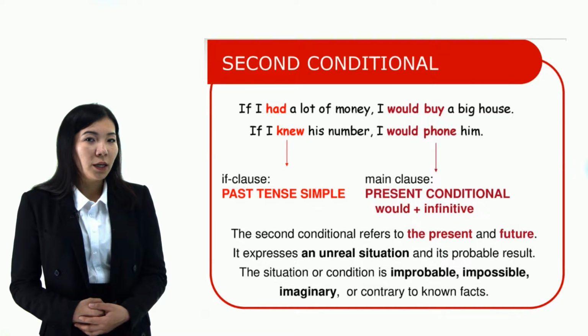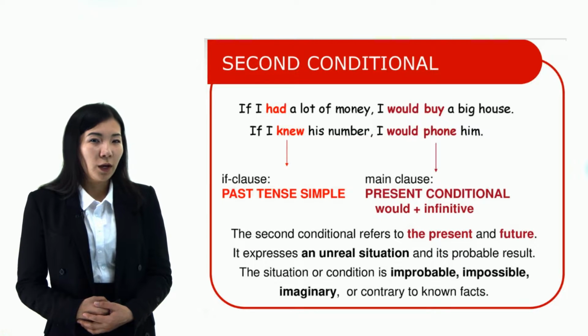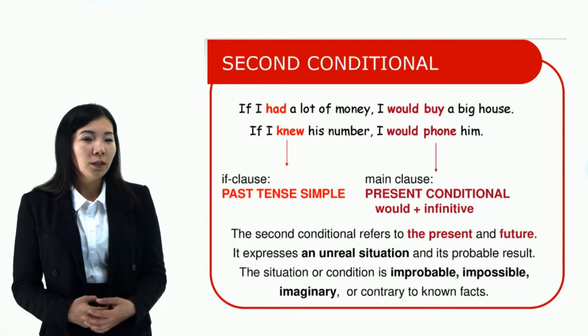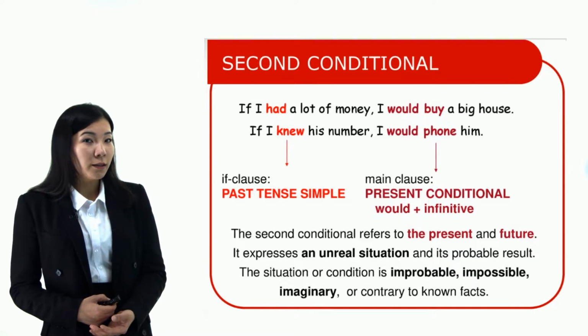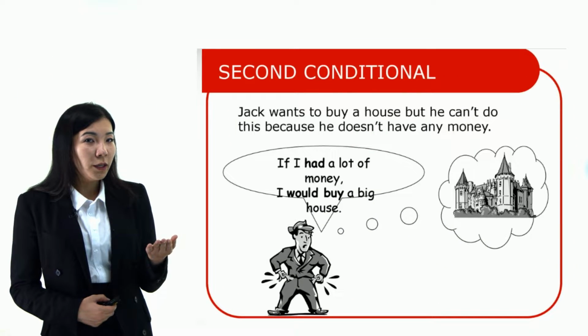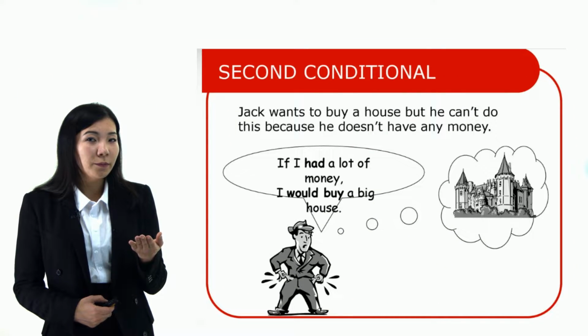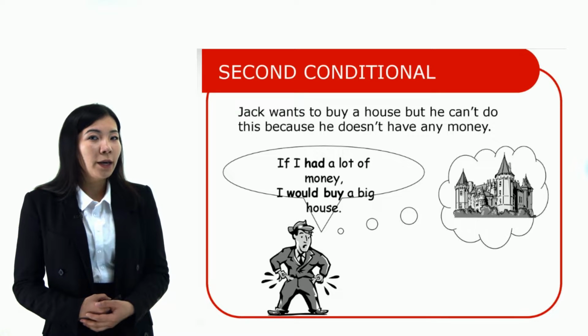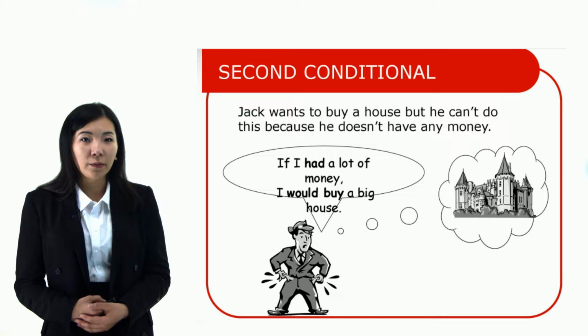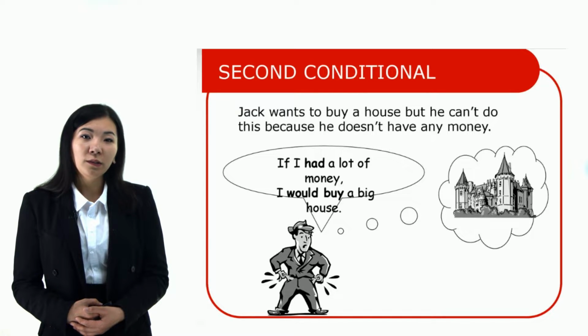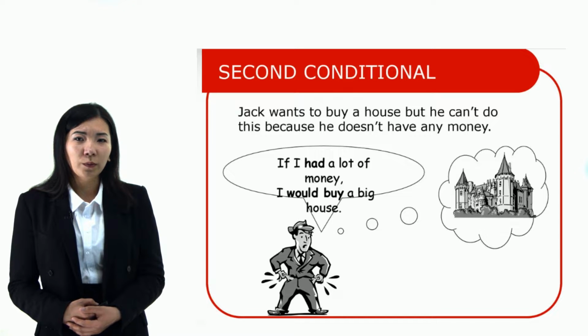For example, if I had a lot of money, I would buy a big house. If I knew his number, I would phone him. So let's look at the other examples. So you see Jack here, right? He really wants to buy a house, but he can't do this because he doesn't have any money. So in this case, he would say, if I had a lot of money, I would buy a big house.